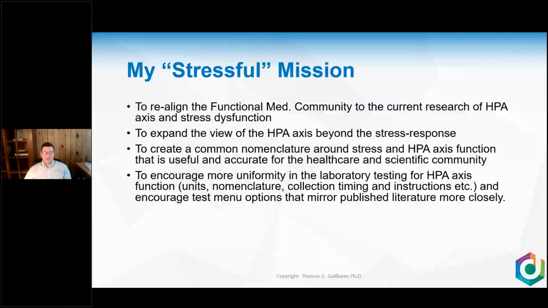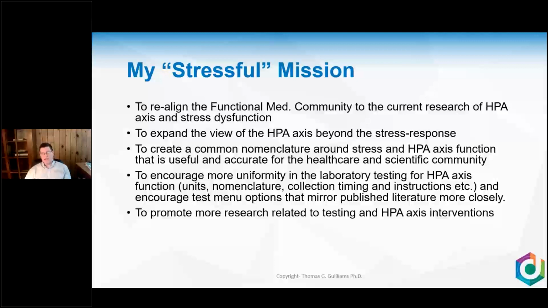One of the things that I spent quite a bit of time on, ironically, was to encourage more uniformity in laboratory testing around HPA-axis function. So the units that are used, the nomenclature used, the collection timing, how it's collected, the instructions for collection, and to encourage test menu options that mirror published literature more closely. And I've got to say, the Precision team and Mark have really taken that to heart, as others have. They've done a really good job of saying, yes, you're right, we need to start including some of these things in our tests and make them available. And if you're using the Dutch test, you know that he's done that.